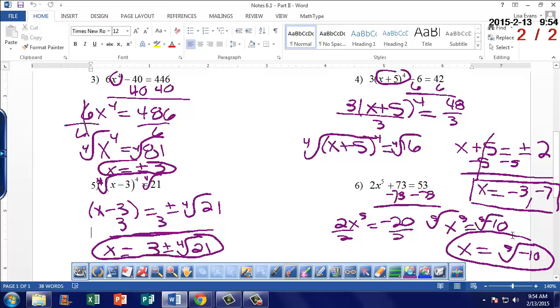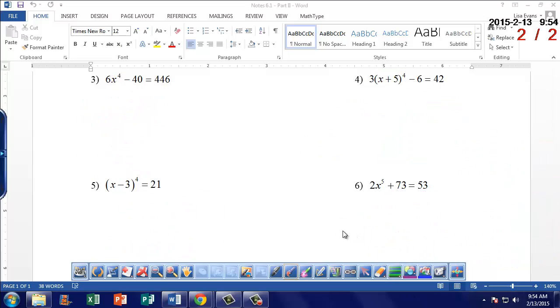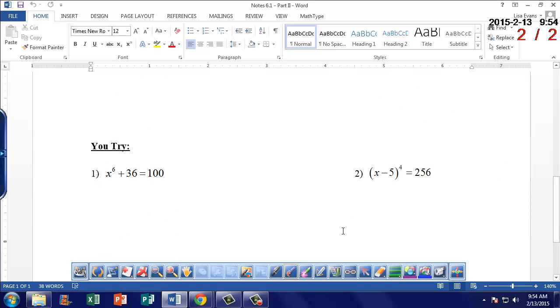Remember, I want you to isolate where the exponent's at, then go ahead and raise that to each power. If you take a look at both of them below, they're both even roots. So I want to see a plus or minus in your answer.